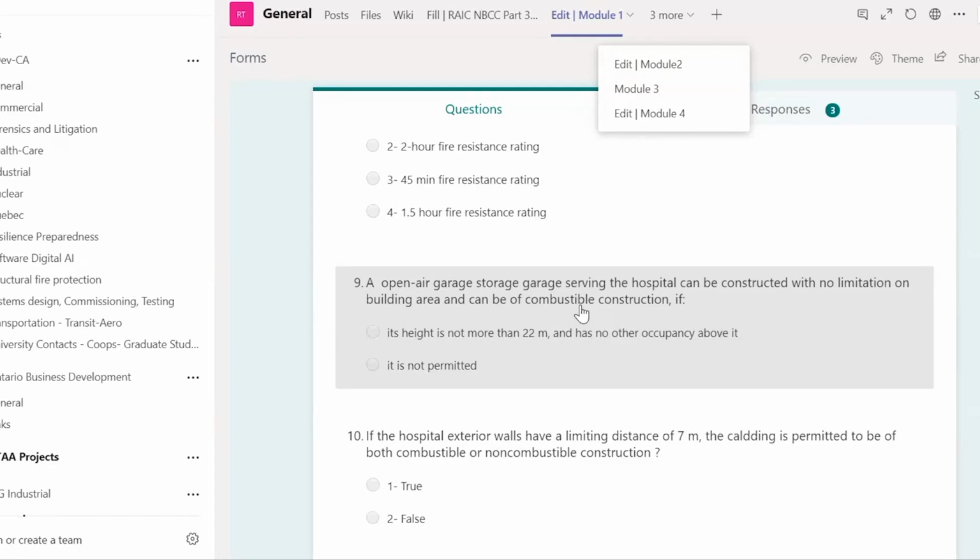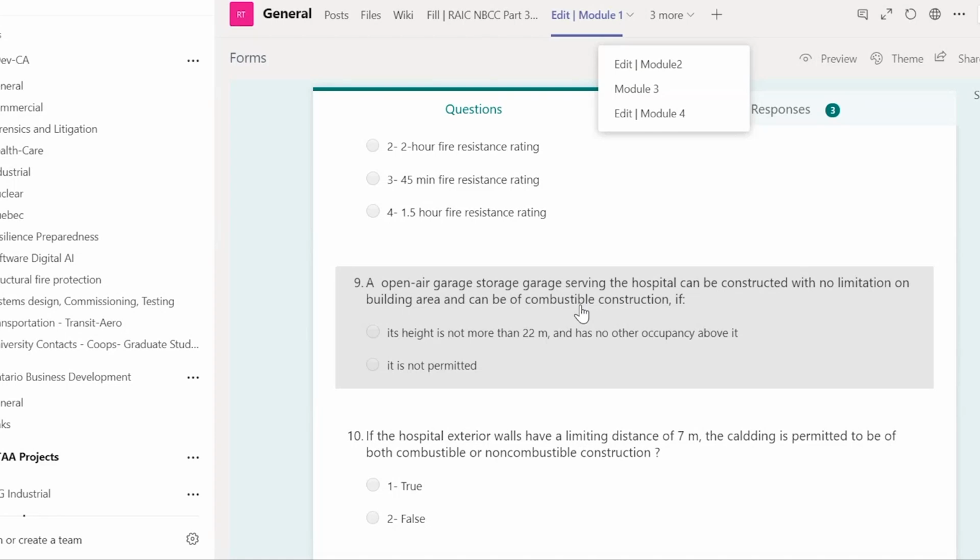I have something about this item. At number 9, I had a different approach answering this one. Go ahead. Yeah, so I checked the index about open air storage garage and found that it is not mentioned anywhere in Part 3. It's mentioned in Part 9, and Part 9 buildings doesn't include occupancy B. That's why I answered it's not permitted.